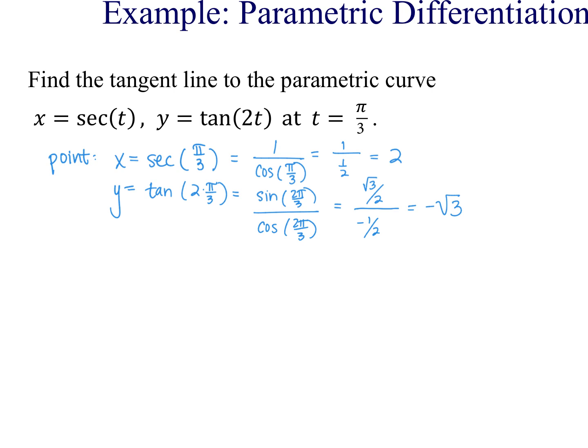And then I would need the slope, and the slope will come from dy/dx. So dy/dx is just as simple as the derivative of y. Okay, so let's take the derivative of y. What is that? Secant squared of 2t, and then what else? Times 2. Good.